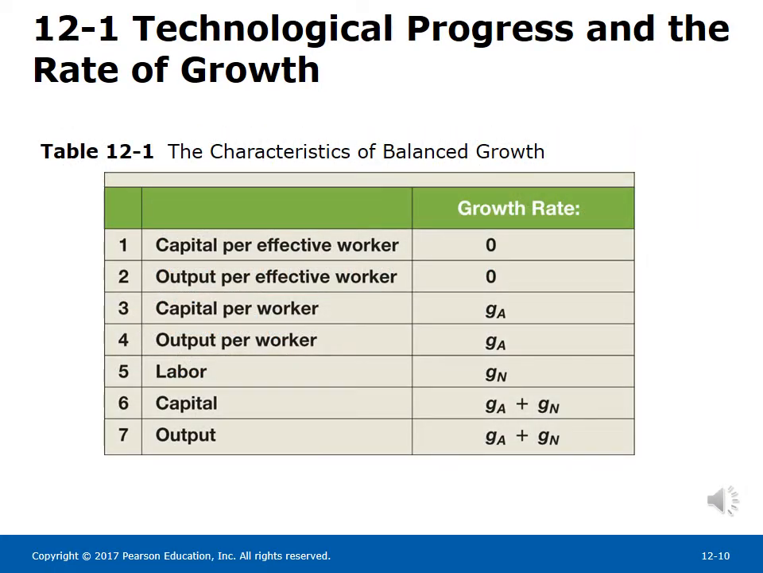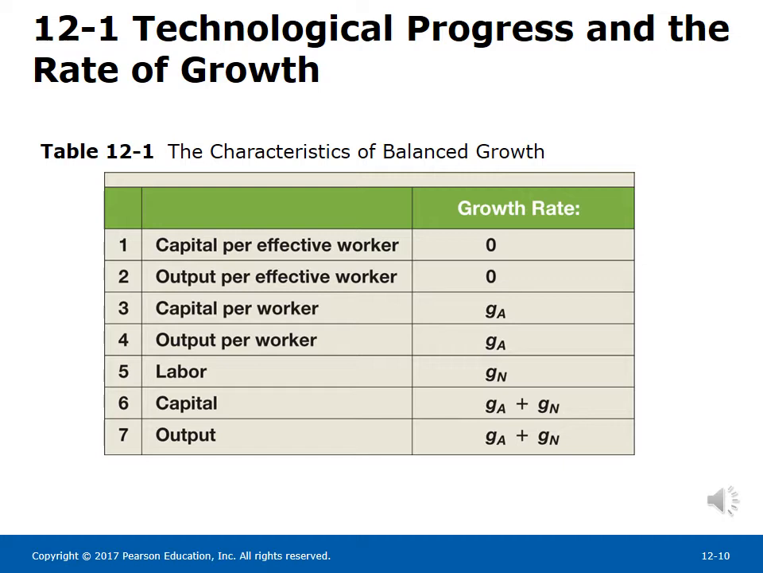(12-1) Technological progress and the rate of growth. Table 12-1 shows the characteristics of balanced growth. In the steady state, capital per effective worker and output per effective worker are constant. Their growth rate is 0. As shown on the last slide, since the growth rate of output is GA plus GN, the growth rate of output per worker is GA.